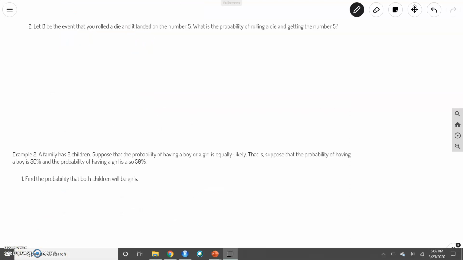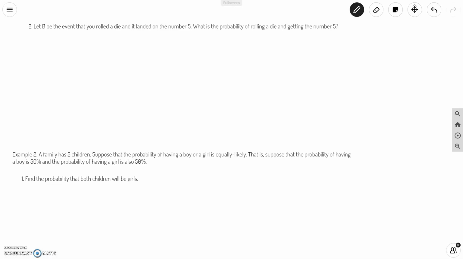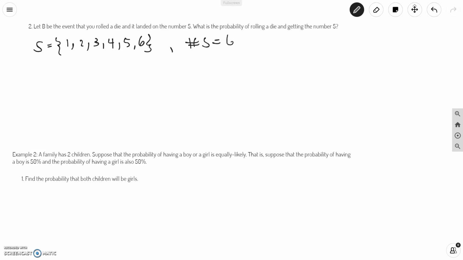In our next example, we're considering the experiment where you roll a die. Here we know that all of the outcomes are equally likely because each number on a die has an equal chance of happening. Again, we begin by listing out the whole sample space. For rolling a die, the possible outcomes are the numbers 1 through 6, which means that the number of outcomes in S is 6.